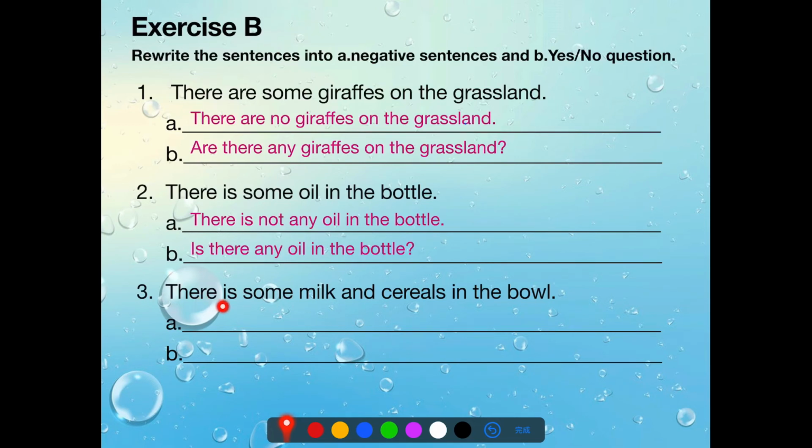Number 3. There is some milk and cereals in the bowl. There isn't any milk or cereals in the bowl. Is there any milk or cereals in the bowl? For part A, you can say there is no milk or cereals in the bowl.